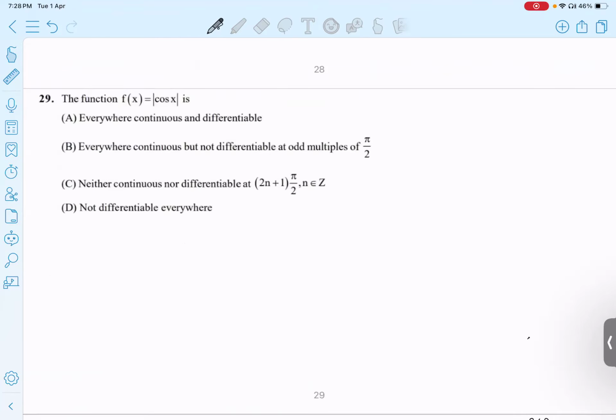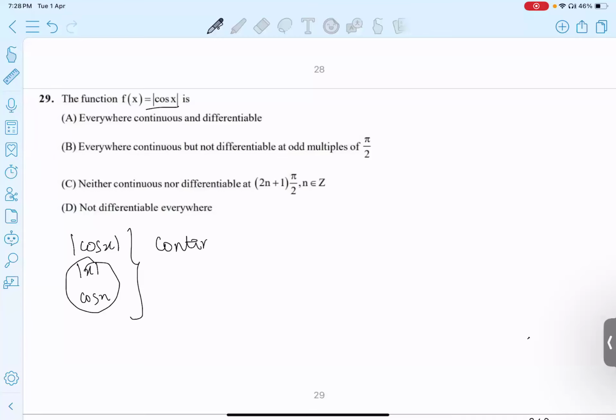This is a direct question. They have given a function mod cos x. Okay, a modulus function as well as a cos x, a composition function. A composition of continuous functions is a continuous function. So mod cos x is continuous everywhere. Okay, continuous everywhere. Now let us draw the graph of mod cos x.